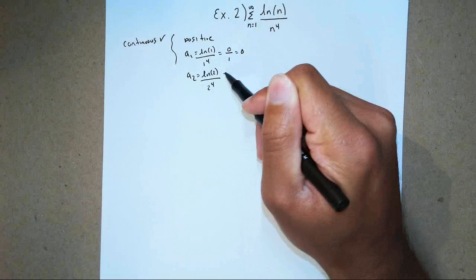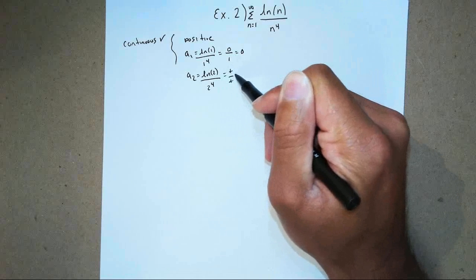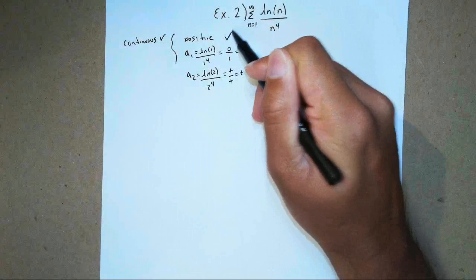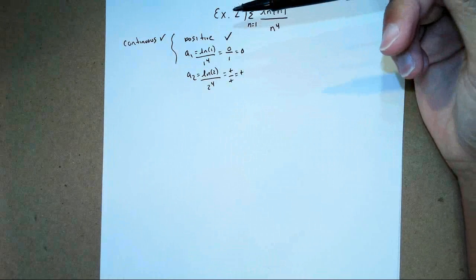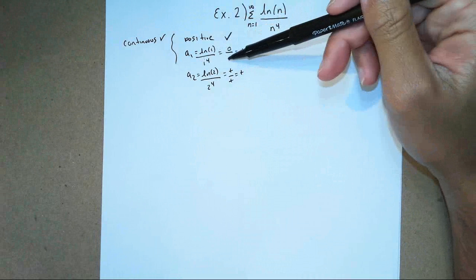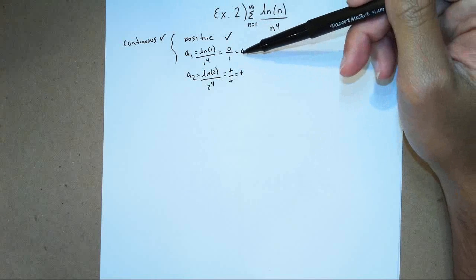ln of 2 is going to be a positive number over a positive number, which is a positive number. So this does go ahead and check out. Now, one thing I can't do is start off with my integral from 1, because when I started off at 1, it didn't give me positive. So now I have to check it off at 2.